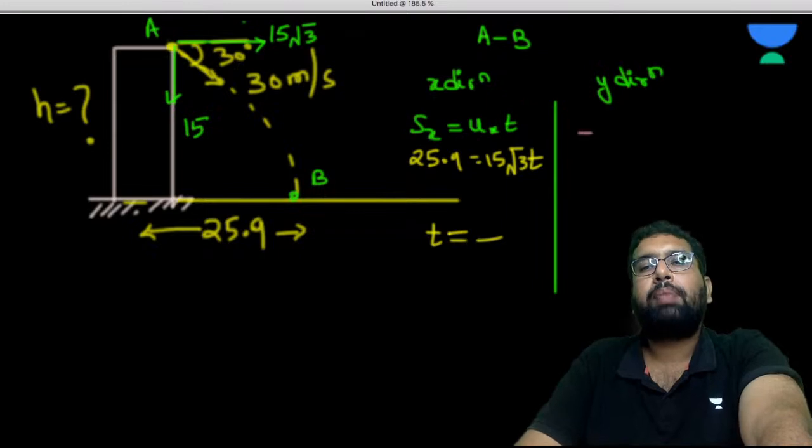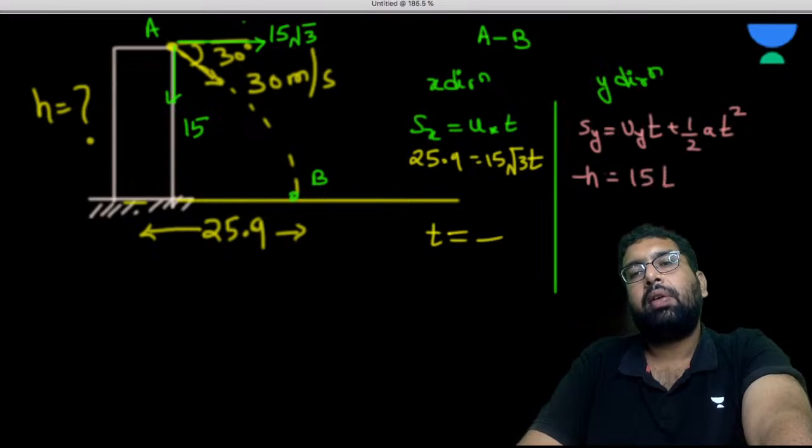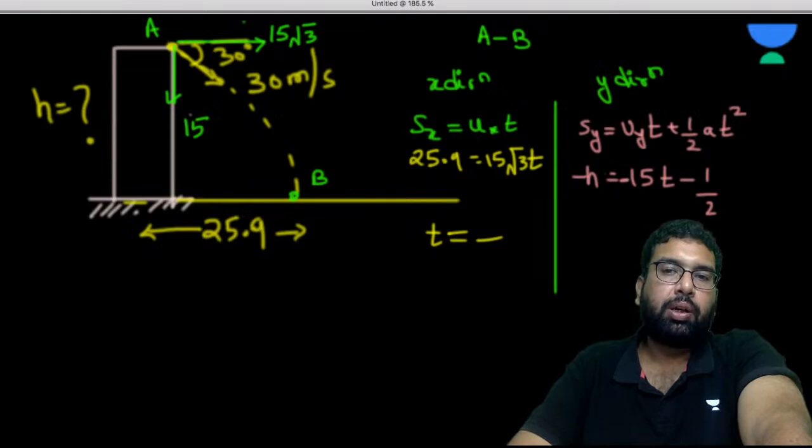Now, in the y direction, what are we going to do? So I can write it as minus h. Displacement in y direction, I'm using this equation: sy is equal to uy into t plus half a t square. So it is going to be minus h, uy is equal to 15t, plus minus half g t square. Now this 15 is in downward direction, so we'll have to take the minus. Don't forget about the sign also.